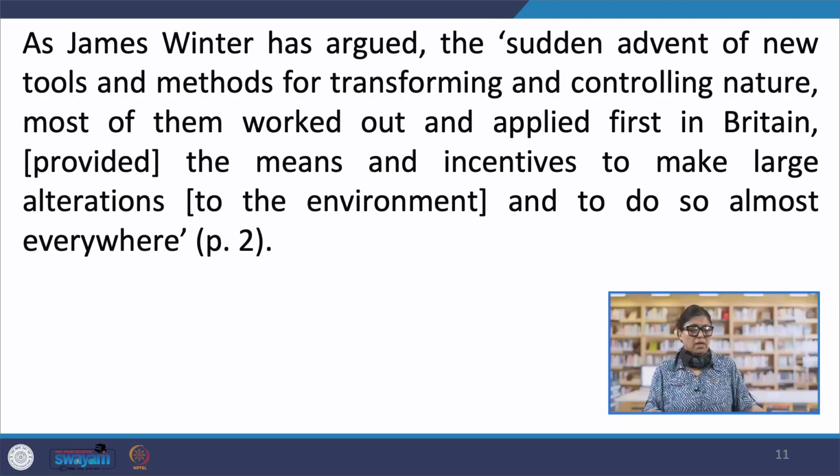Here we find another link to Victorian ecology in the sense of the ecology of the Victorian age, the changing relations between humans, animals, and their environments during the long 19th century. The history of Britain's industrialization and urbanization plays a key role in how we understand the Anthropocene. As James Winter has argued, the sudden advent of new tools and methods for transforming and controlling nature, most of them worked out and applied first in Britain, provided the means and incentive to make large alterations to the environment and to do so almost everywhere.